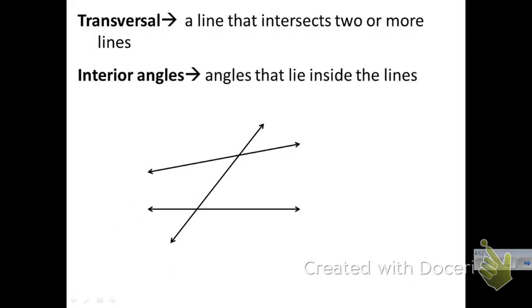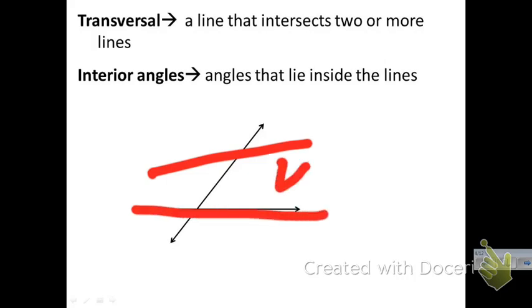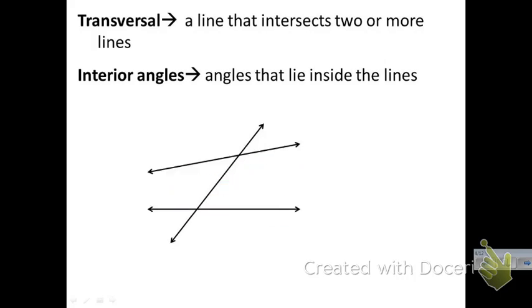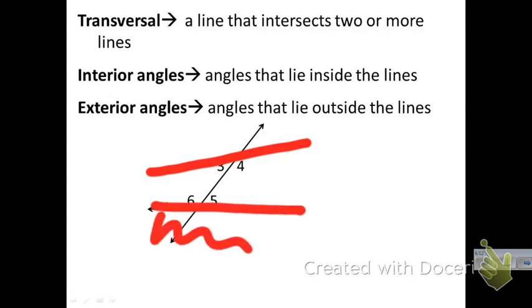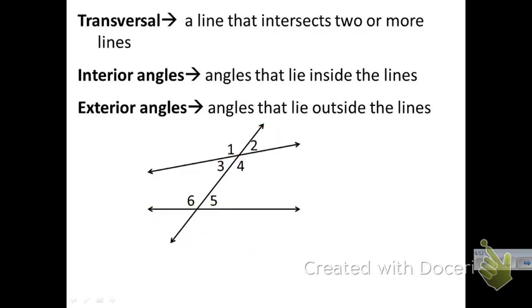Interior angles are angles that lie on the inside of our lines. So inside would be here. So that hopefully will show us our interior angles 3 and 4, and the other pair below it are 5 and 6. Exterior angles are angles that lie outside, so we're talking about outside here. So 1 and 2 are exterior angles as well as 7 and 8. So I would say angle 1, angle 2, angle 7, and angle 8 are all known as exterior angles, where the interior angles are angle 3, 4, 5, and 6.